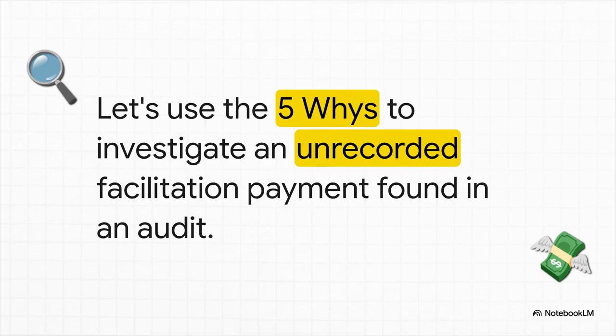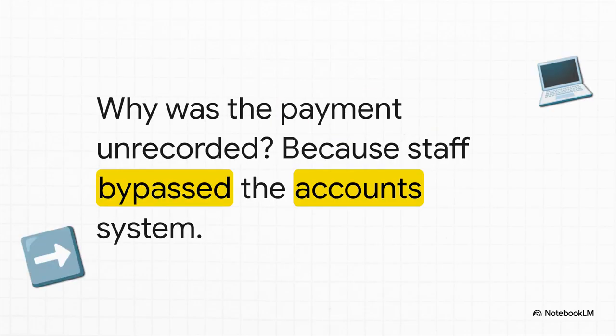Okay, let's make this real. Imagine your audit team finds an unrecorded facilitation payment, basically a small bribe. We can use the 5 whys to peel back the layers and see how this actually happened. Let's start digging. Why number 1? Why wasn't this payment recorded? Simple answer, a staff member just went around the official accounts system completely.